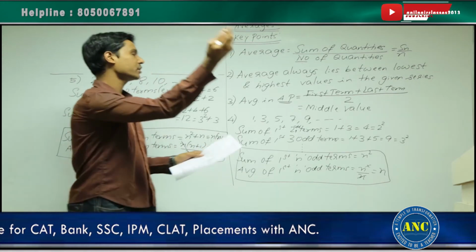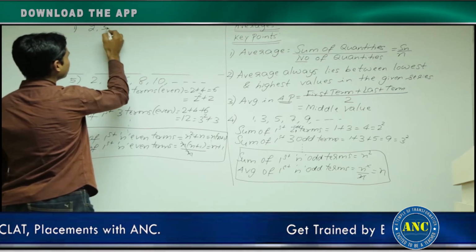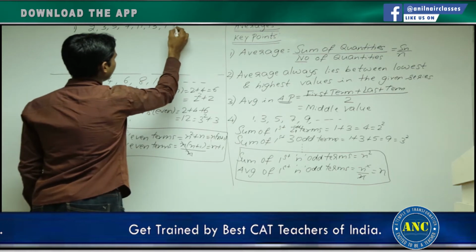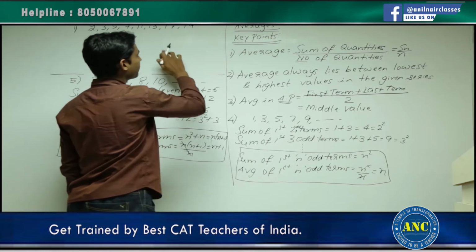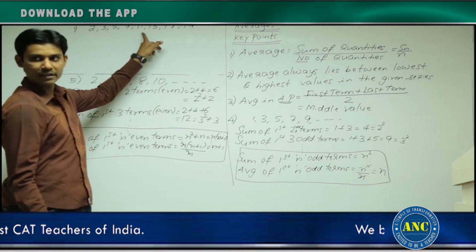Prime numbers from 1 to 20. What are the prime numbers from 1 to 20? 2, 3, 5, 7, 11, 13, 17, 19. These are the prime numbers from 1 to 20. Are they in arithmetic progression?